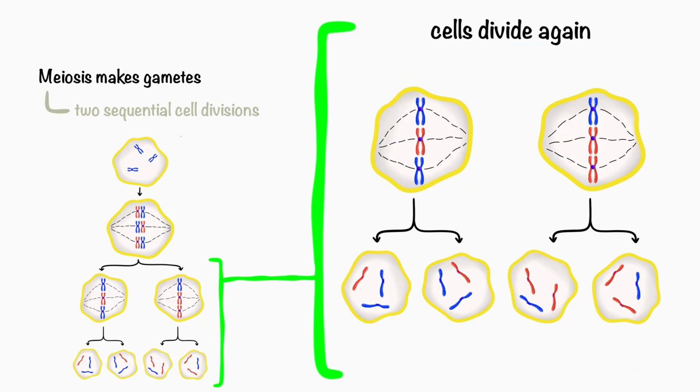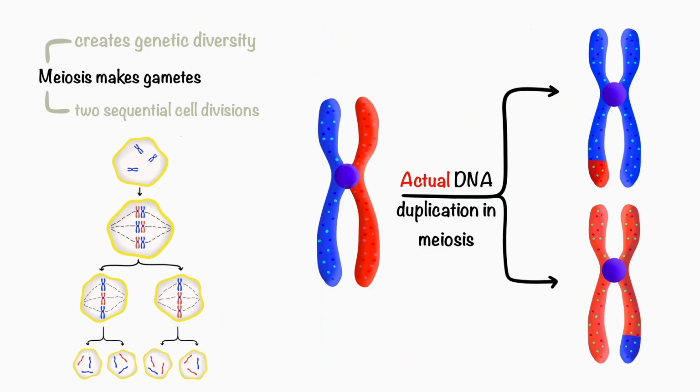In the second division of meiosis, these cells divide again, the chromosomes line up in the center once more, and the two strands of each chromosome are pulled apart. This results in four cells, each containing just one set of chromosomes, half the number found in normal body cells. These are our gametes. An important feature of meiosis is that it creates genetic diversity.